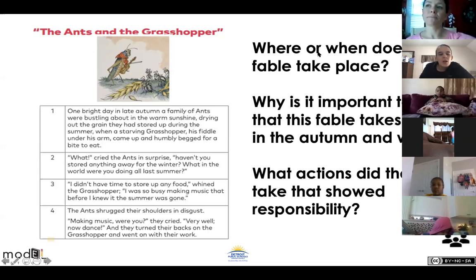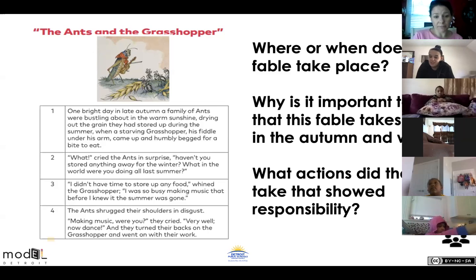Think about that. What? Cried the ants in surprise. Haven't you stored anything away for the winter? What in the world were you doing all last summer? I didn't have time to store up any food, whined the grasshopper. I was so busy making music that before I knew it, the summer was gone. The ants shrugged their shoulders in disgust. Making music, were you? They cried. Very well, now dance. And they turned their backs on the grasshopper and went on with their work.